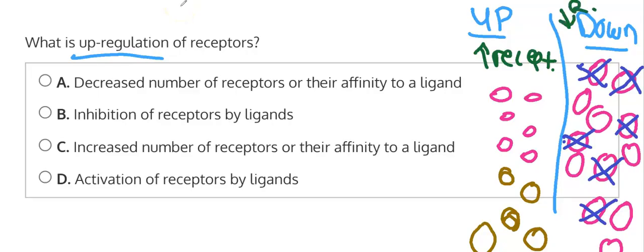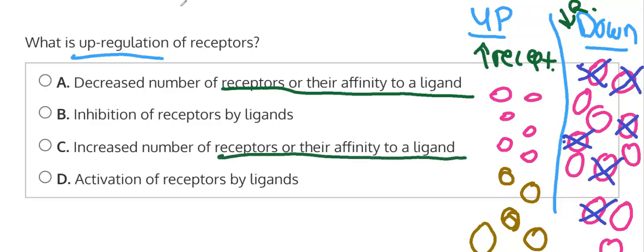So taking a look at the choices, look at the wording of the difference of some of these. So if you look at option A, we see decreased number of receptors or their affinity to a ligand. And we see option C says increased number of receptors or their affinity to a ligand. So when you're talking about up or down regulation, that's what you want to focus on, affinity to a ligand.